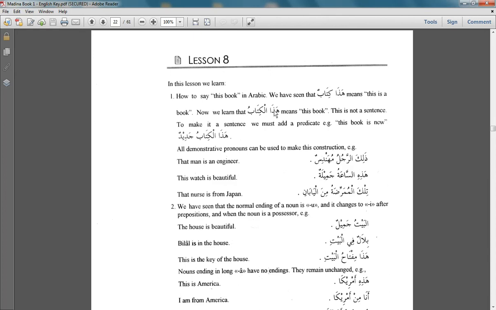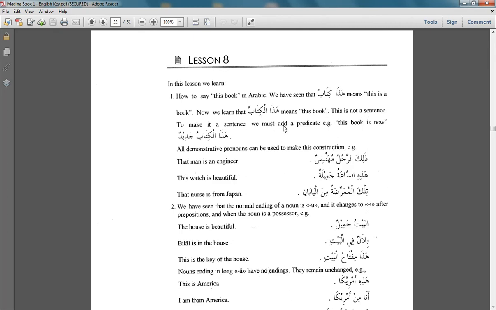Now we learn that هذا الكتاب, this book. Okay, this is a book, complete sentence. هذا الكتاب, this book, incomplete sentence. So therefore, when you have the sentence like this, هذا followed by al-kitabu, that alif lam over here means that that sentence is incomplete and you need more information to complete it. Okay, this is not a sentence.